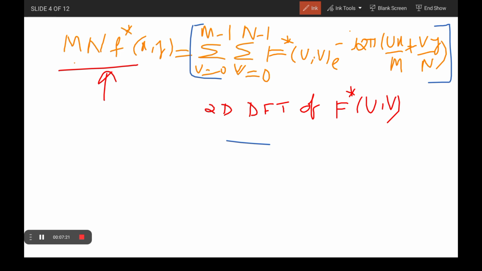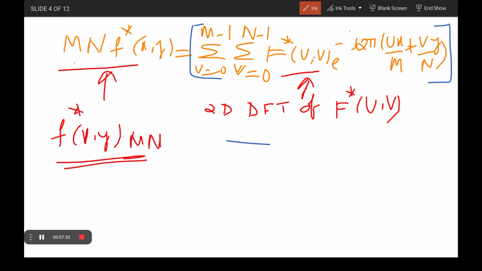Suppose you want to find the inverse, that means the IDFT, that means you want to find the f of x comma y. If you give the input f conjugate of u comma v to the forward equation, you will get the resultant value equal to f conjugate of x comma y into MN, right? So if you know this f conjugate of x comma y into MN, obviously you can get the f of x comma y. This f of x comma y is nothing but the inverse discrete Fourier transform.